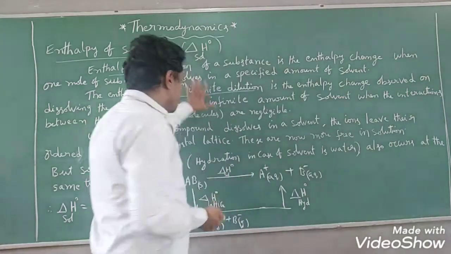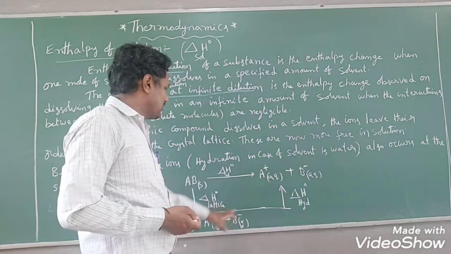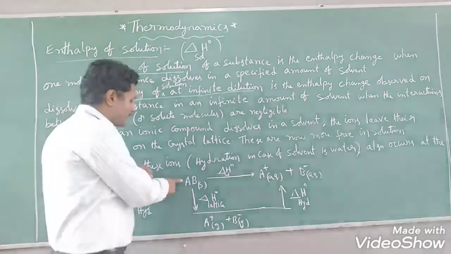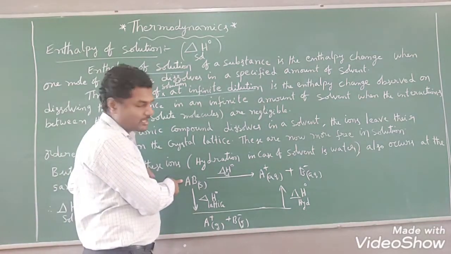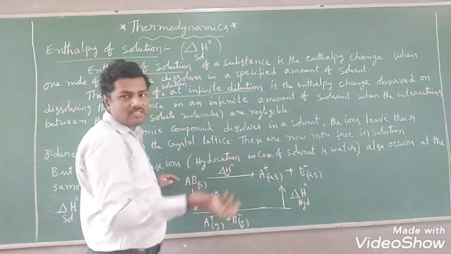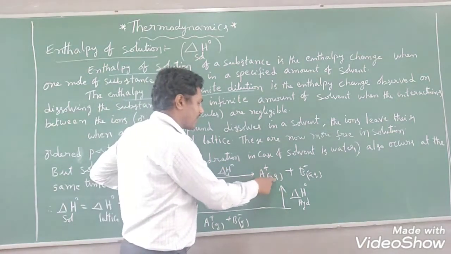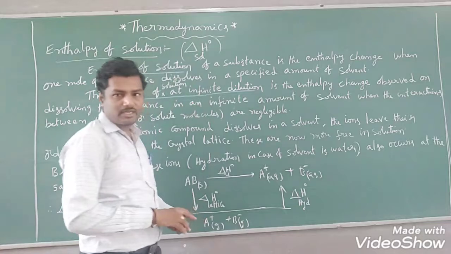So this total process I have written in a diagrammatic manner. You have to observe here. Suppose AB is some substance, any substance you can consider. You have dissolved it in water. Then it will convert into A plus aqueous, B minus aqueous.